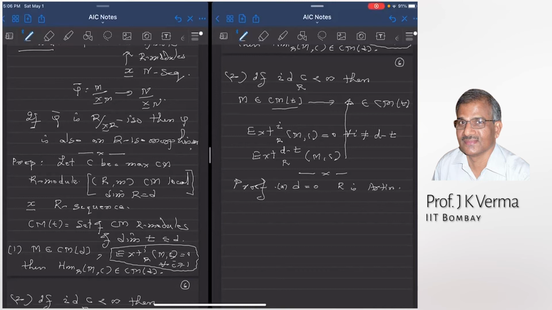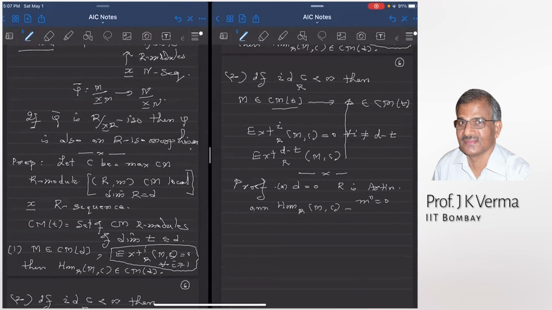Okay, R is Artinian, C is a finite R module, and M is a finite R module. The first statement says that Hom(M, C), whether it is a Cohen-Macaulay module of dimension 0. Of course, Hom(M, C) is annihilated by some power of m, because some power of m is 0 in an Artinian ring, and the annihilators of individual modules are also in the annihilator of the Hom.